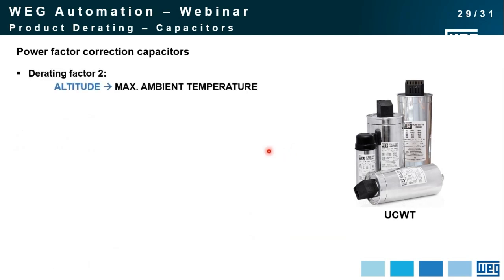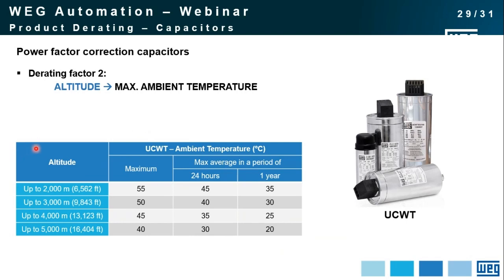The other factor is altitude. And once again, that affects the maximum ambient temperature of this capacitor. As we go up in altitude with this product, the maximum temperature surrounding the capacitor has to decrease. And once again, if you have a higher temperature than expected, you have to use forced ventilation. But there is a positive effect as you go up in altitude: the ambient air temperature goes down, making your job of reducing the temperature around this capacitor easier.